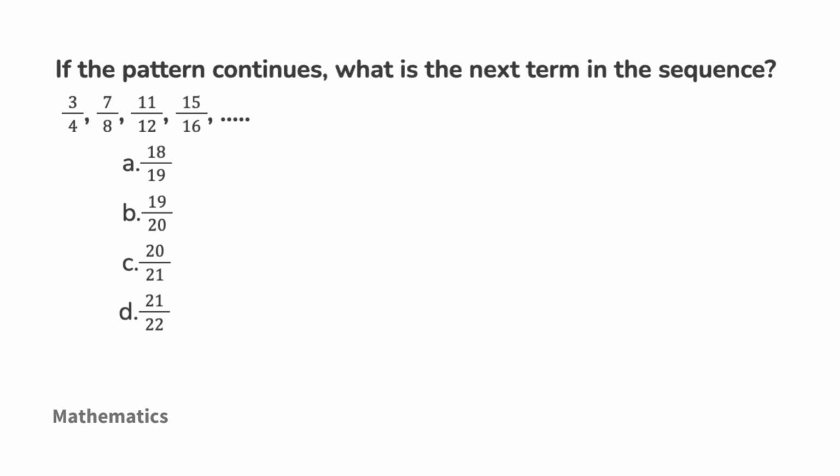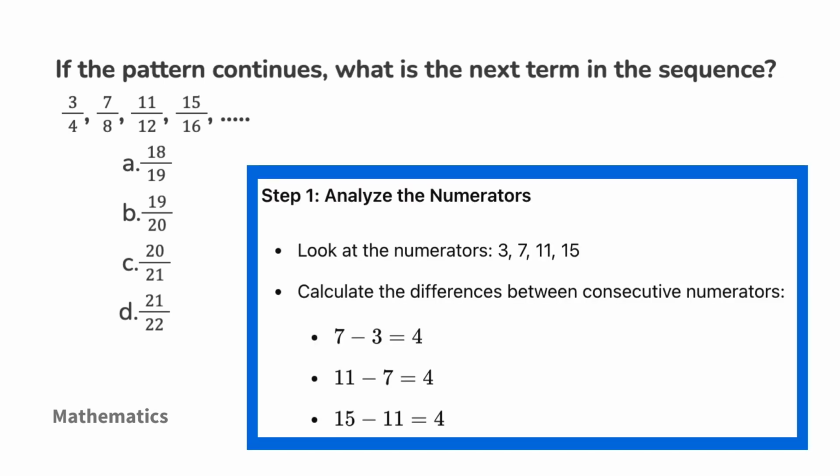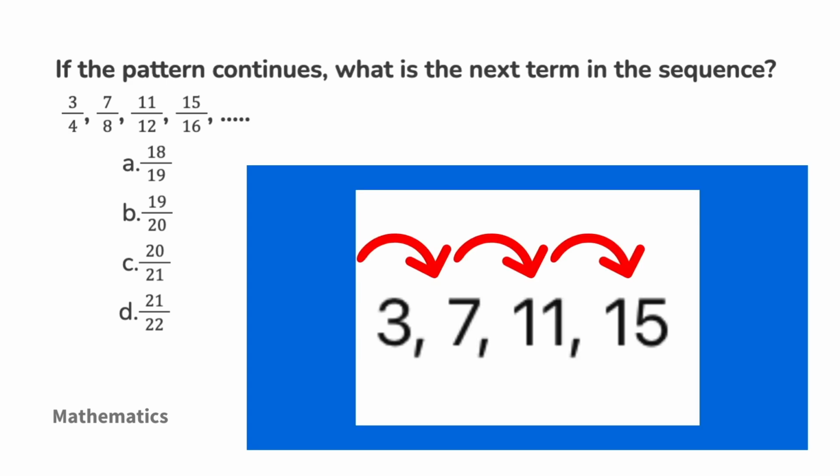Next question, if the pattern continues, what is the next term in the sequence? Solve this, come back when you're ready. All right. Now, in order to find the next term in the sequence, we'll want to analyze the numerators. And we'll be looking at these numerators 3, 7, 11, and 15. Calculate the differences between these consecutive numerators. And we'll see that the numerators increase by 4 each time.